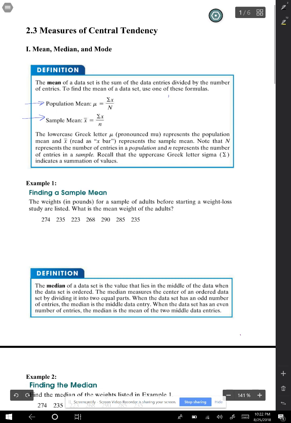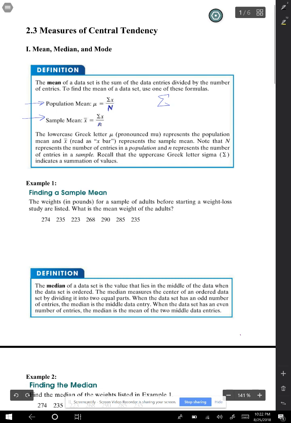And then remember that this symbol is the Greek letter sigma, and it always means sum in math. So we're going to be finding a sum. So this says the sum of the data entries, and then the capital N represents the number in the population. When you get to the sample mean, we have what's called X bar. So it's X with a little bar over it. And then again, it's the sum of all the data entries, X. And then this time it's divided by a lowercase n. So a capital N represents the number in the population. A little n represents the number in the sample.